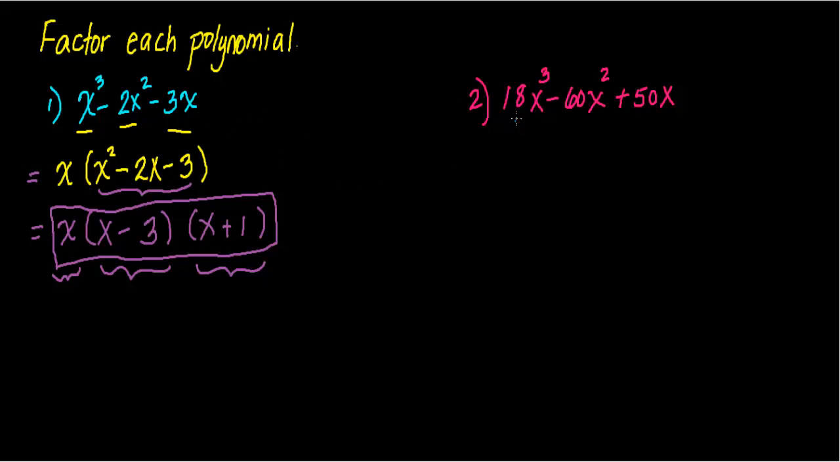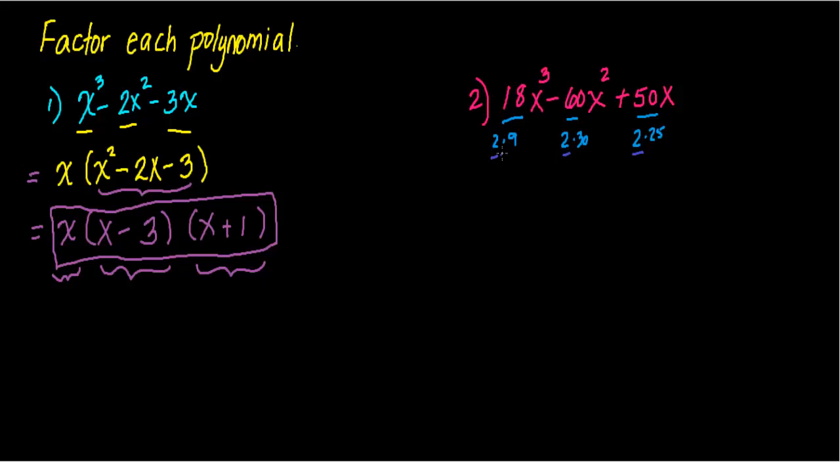But I also notice that the numbers have common factors. And in this case, they all share a factor of 2. That means that I can write 2 times 18. I can write 18 as 2 times 9. I can write 60 as 2 times 30. And I can write 50 as 2 times 25. So notice all of them have a common factor of 2.